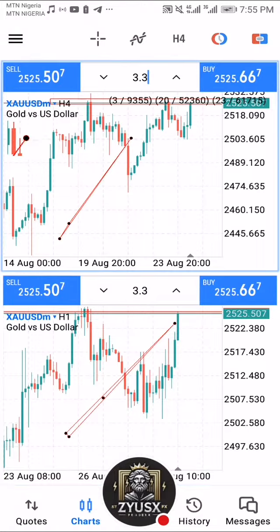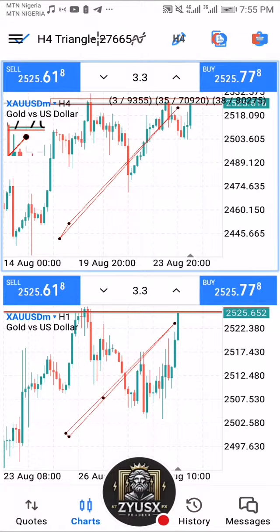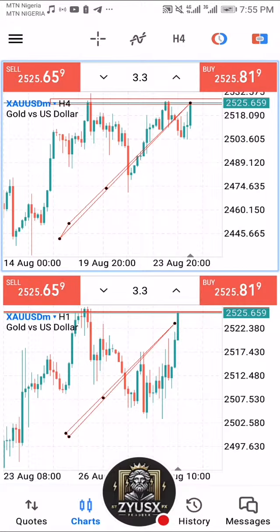I know we can still identify this as a double top pattern. There's the first top, and the second top is about to be formed. We will need more evidence. I don't want to be impulsive. 5 minutes before the candle close.